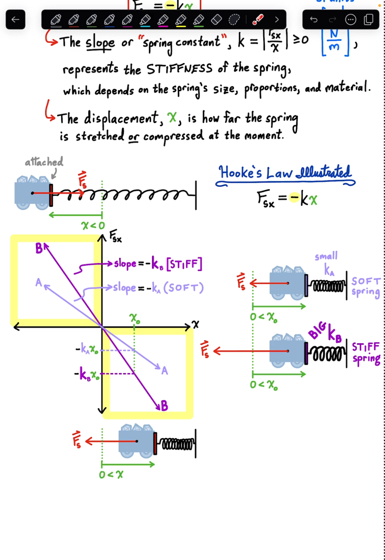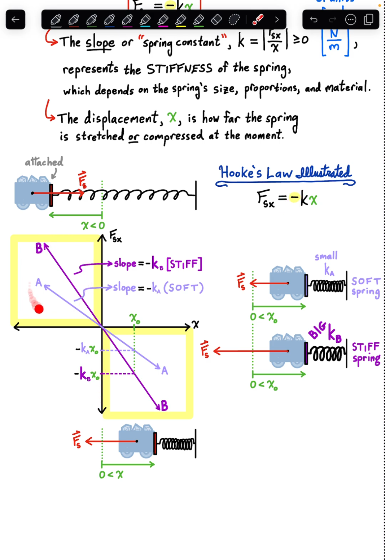So with this displacement x being positive, the spring force exerted is negative. x is positive, spring force is negative. That's why our graph is down here in this quadrant. Positive displacement, but negative force. That's that minus sign right there.